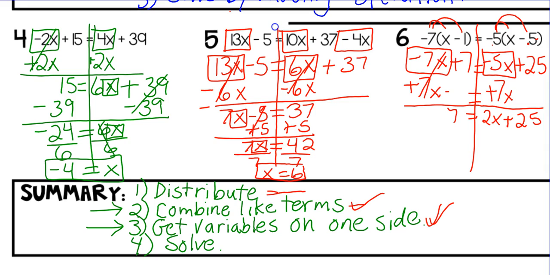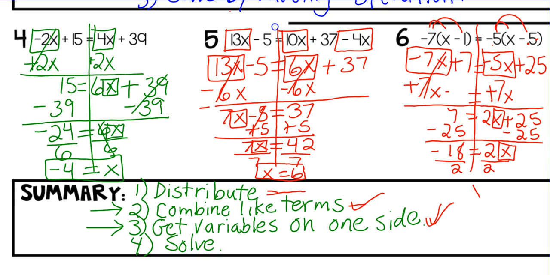So now my variable is on the right. I subtract 25 from both sides. Right? Did we mess up? Okay. So we get 7 minus 25 is what? -18 equals 2x. We're isolating our variable. We divide by what? 2.